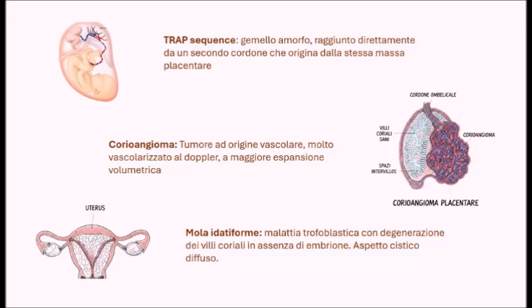Furthermore, in the acardiac acephalic twin, it is usually possible to distinguish between a cranial and a caudal end within the amorphous mass. The differential diagnosis with a chorioangioma, on the other hand, is simplified by the extremely high vascularization of the mass. In other words, the chorioangioma, since it is a tumor of vascular origin, also tends to have greater volumetric growth. In the case of a hydatidiform mole, on the other hand, it is a trophoblastic disease that causes degeneration of the chorionic villi, in which the embryo is usually not visible and which is characterized by a diffuse cystic appearance.